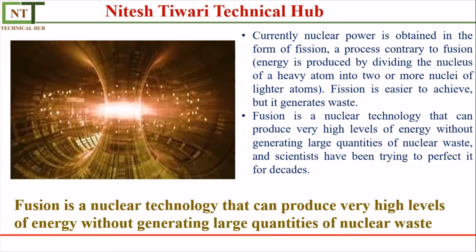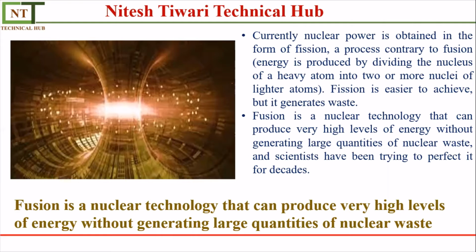Why is it easier to achieve? As we discussed earlier, in fusion we need high temperature for the collapse of small atoms. But in fission, comparatively less temperature is required. Fusion is a nuclear technology that can produce a very high level of energy without generating a large quantity of nuclear waste, and scientists have been trying to perfect it for decades.